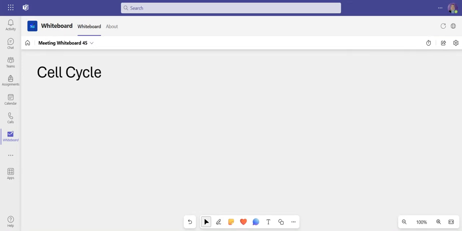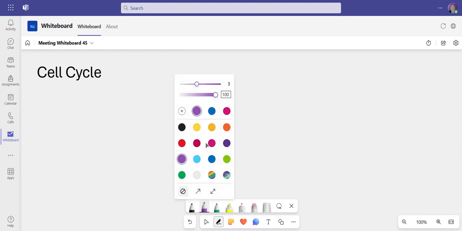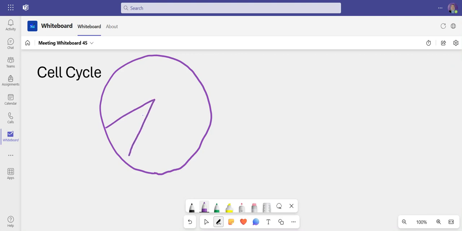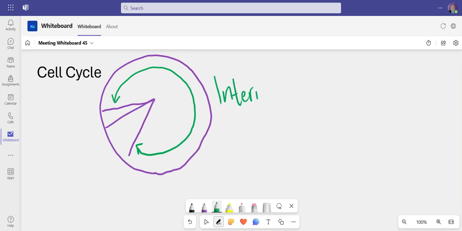So, the cell cycle is basically the cycle that all cells go through, and it just summarizes what they're doing at different times. So, we draw it as a circle, and then the circle can be split up into different sections. Okay, now the biggest section here, so going around from here all the way around back to there, is what we call interphase.